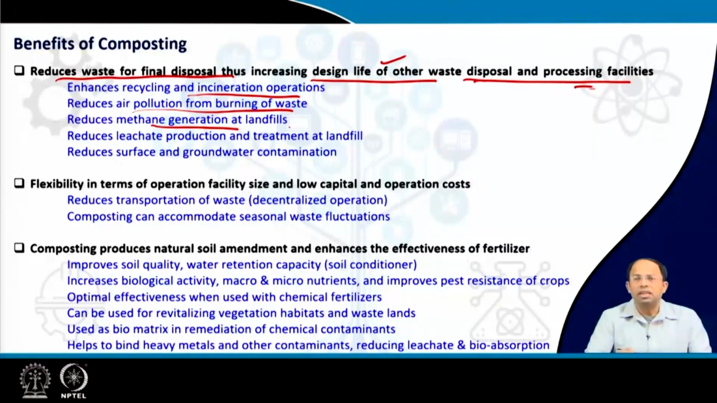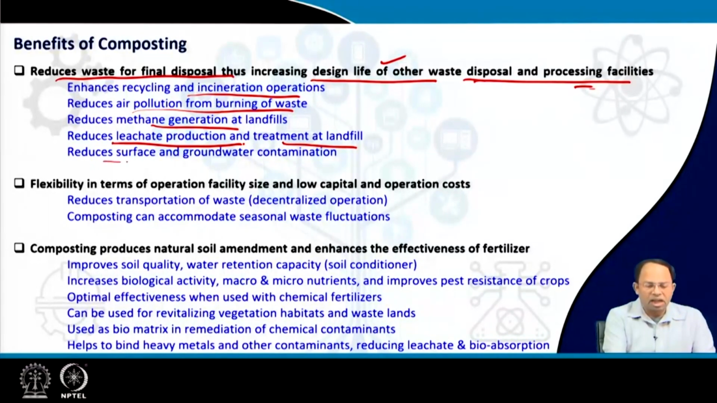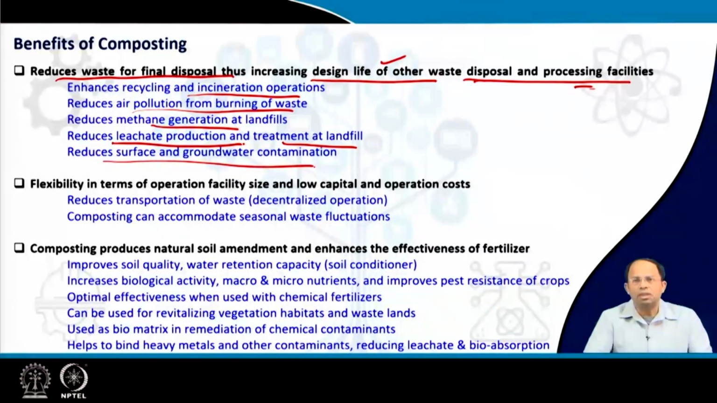And also, as you know, methane is quite potent compared to carbon dioxide. The effect on greenhouse gas emissions is also lessened. Because organic waste contains a lot of moisture, if I remove organic waste, it also reduces leachate production and treatment at landfill sites. It reduces surface and groundwater contamination. The same leachate goes and mixes with groundwater. So if I reduce leachate, obviously contamination would be less.